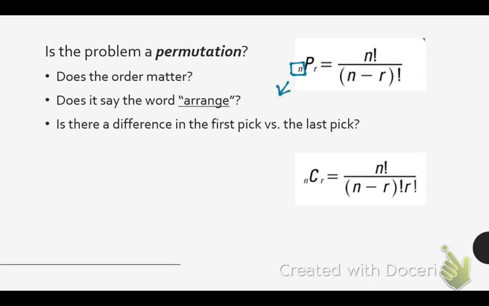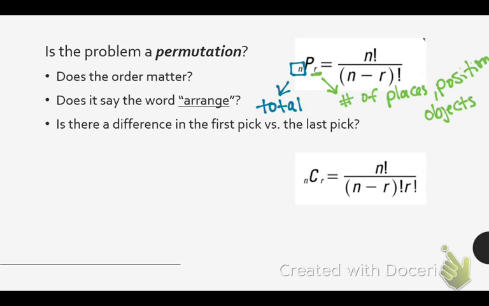What does the N stand for? The total number of whatever. R stands for the number of places, like first, second, or third. It could also be the number of positions, president, vice president, and so on, or objects. Things like that. So R could represent any of those. R will always be smaller, if not the same number as N. It will never be bigger.